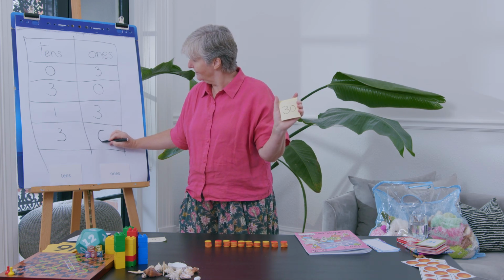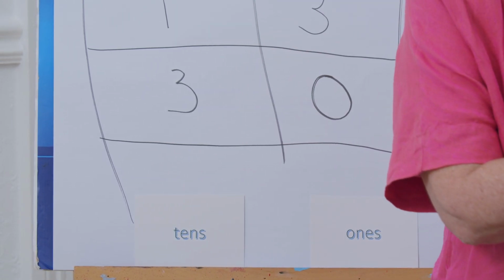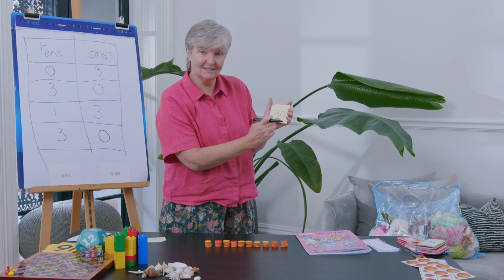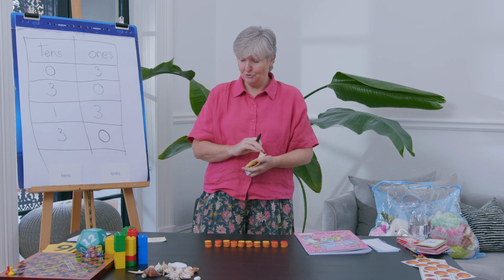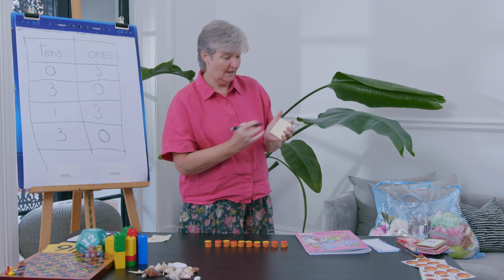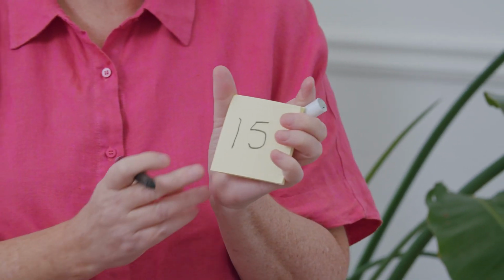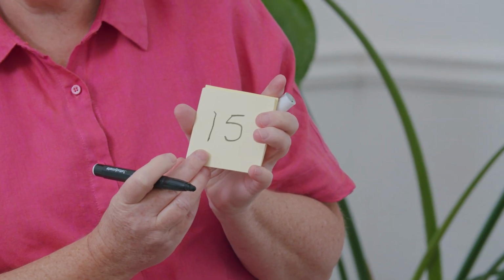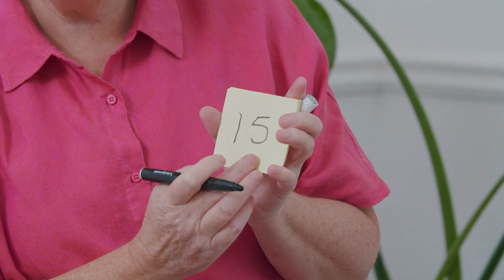You're correct. 30. Look, we have another 30 up there. 30. 3 tens and no ones. You may have to do this yourself for 15. Let's see if you can do 15. How many ones? 5. How many tens? 1. 1 ten and 5 more is 15.